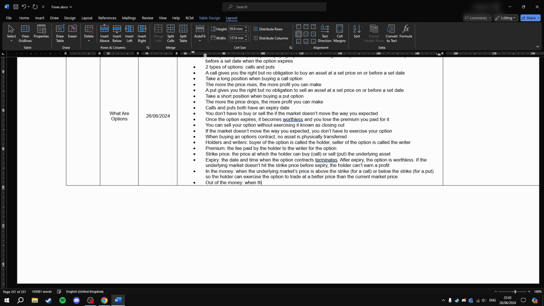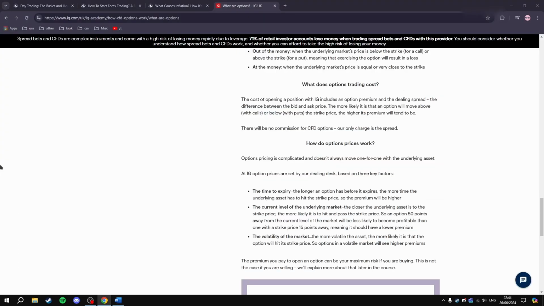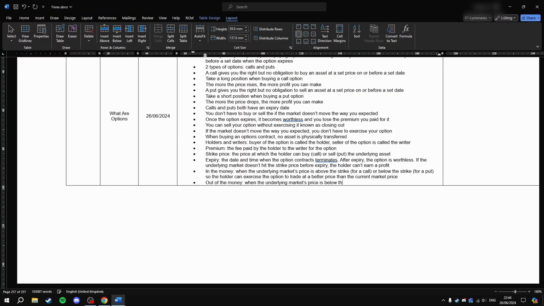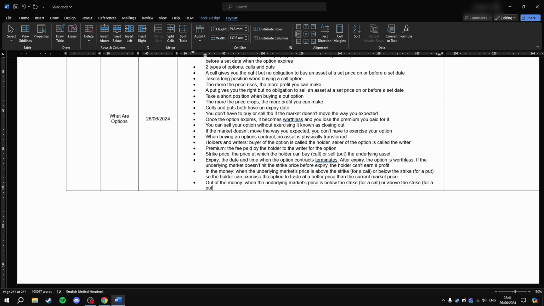So when the underlying market's price is below the strike for a call or above the strike for a put, the holder can't exercise the option as it will result in a loss.